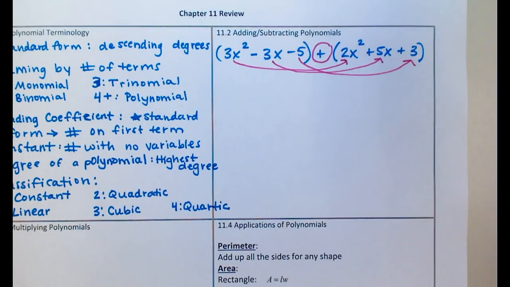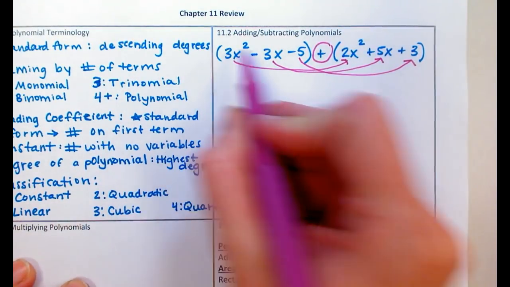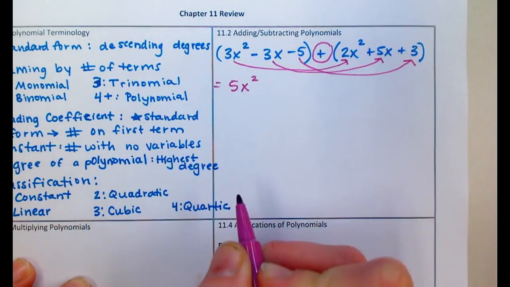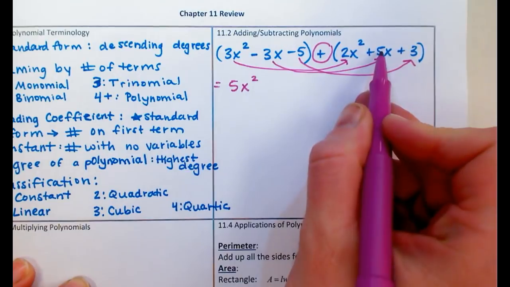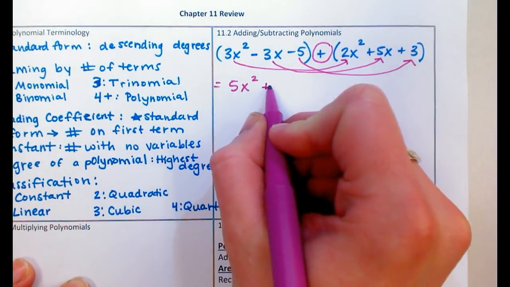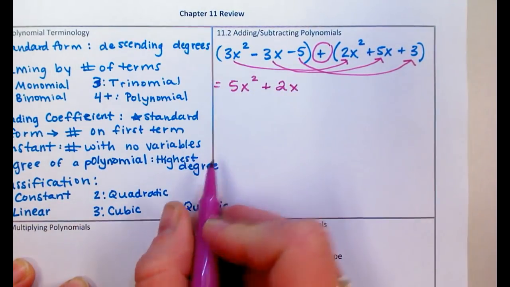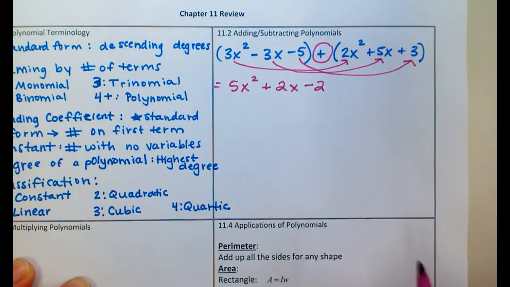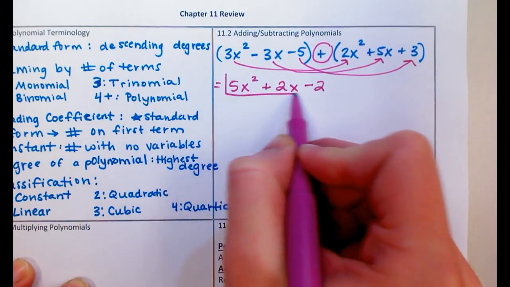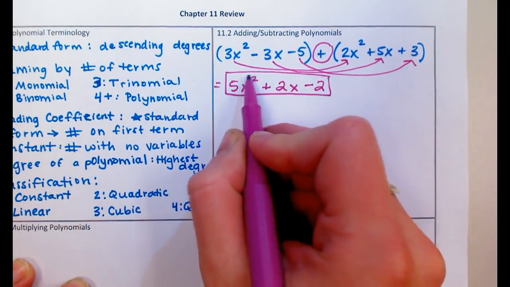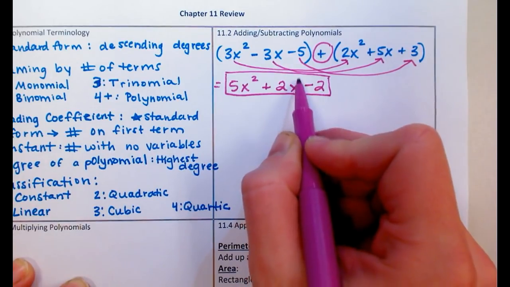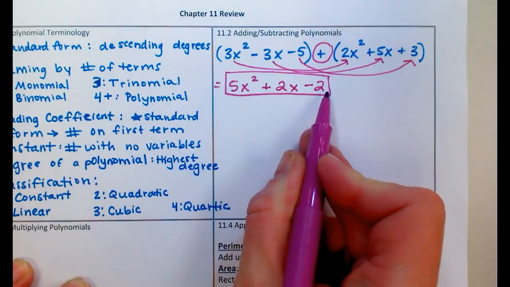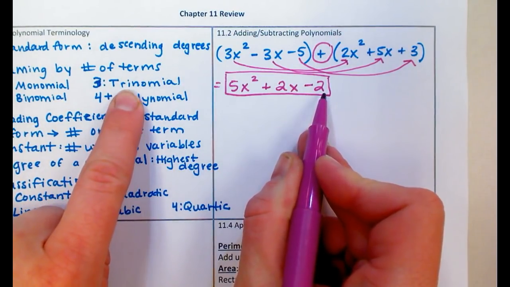Now we can group those together and add them. So I have 3x squared and 2x squared, which gives me a total of 5x squared, negative 3x and positive 5x, which adds together to positive 2x, and negative 5 with positive 3, which adds together to negative 2. Notice my answer is always in standard form. The highest degree was 2, the next degree was 1, and the last degree was 0. There are 3 terms in this one, which makes this a trinomial.